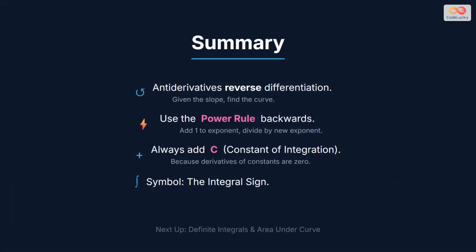To wrap up, remember that antiderivatives simply reverse differentiation. You generally use the reverse power rule, add 1 to the exponent, and divide by the new number. Always remember to add the constant plus c because we are finding a general solution. In the next lesson, we will look at how to use this to find the area under a curve.